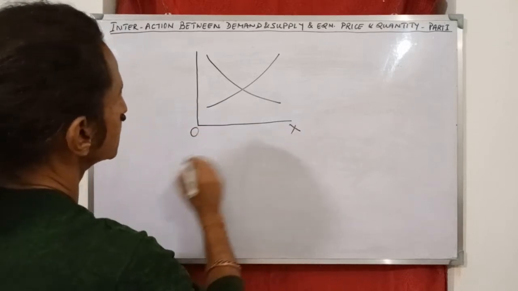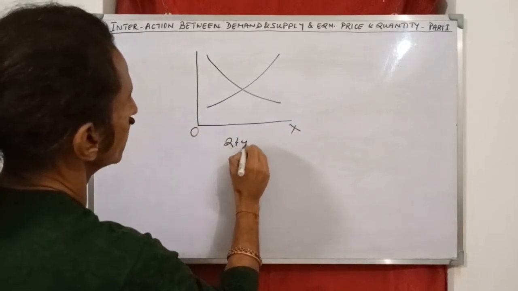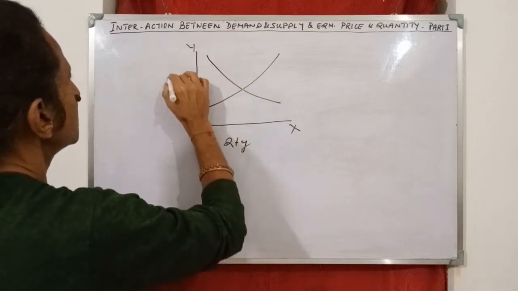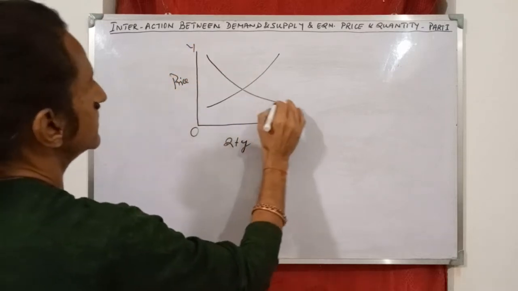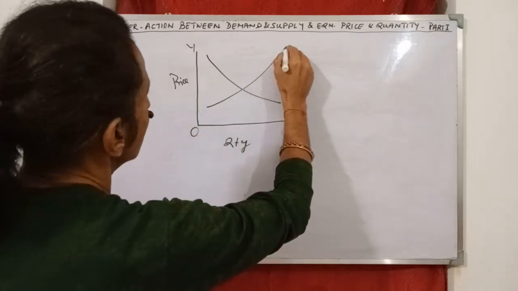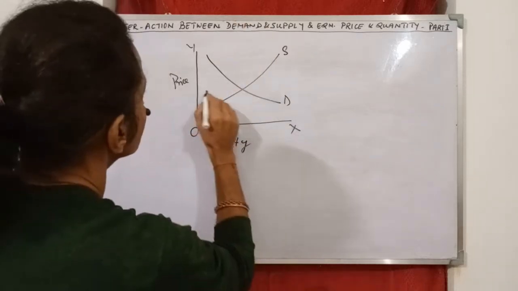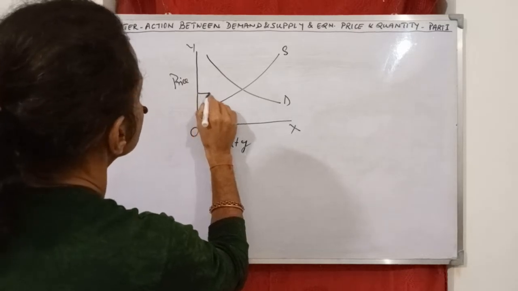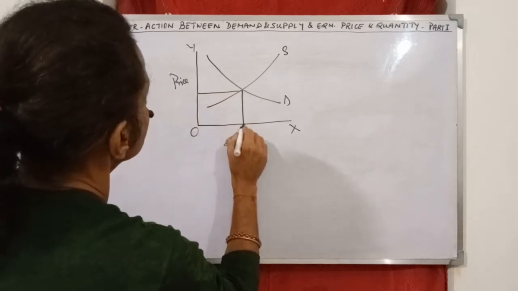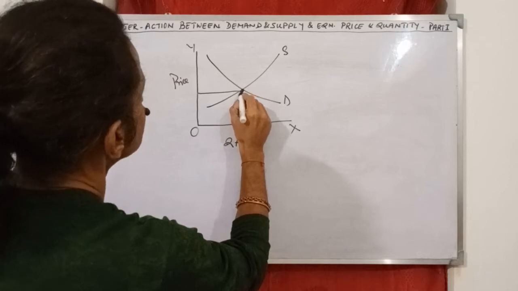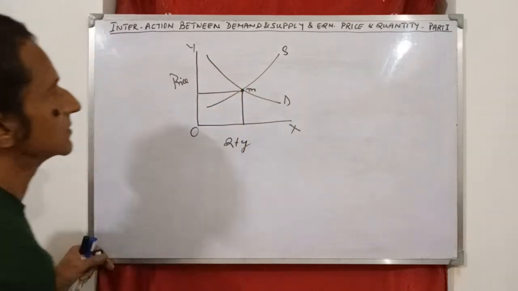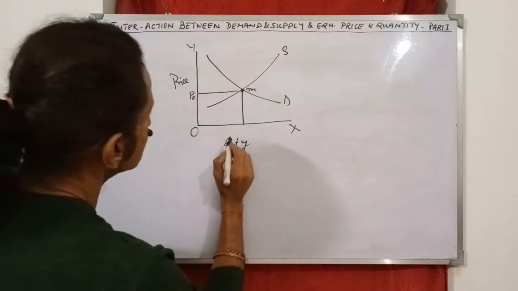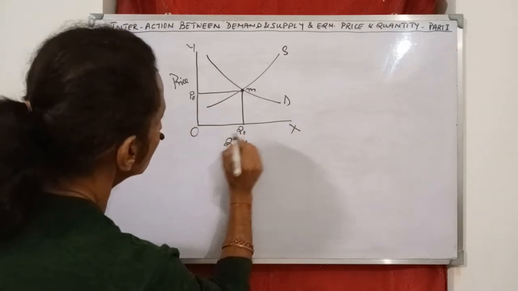On x-axis we measure quantity and on y-axis we measure price. This is the demand curve D and this is supply curve S. And demand curve and supply curve intersect, say at this point. This is say point M. So equilibrium price is P sub O and equilibrium quantity is Q sub O.